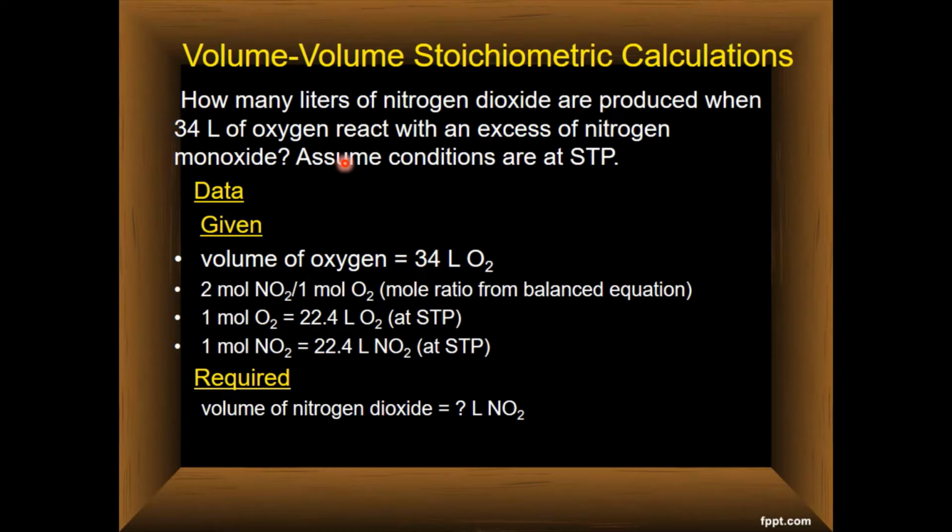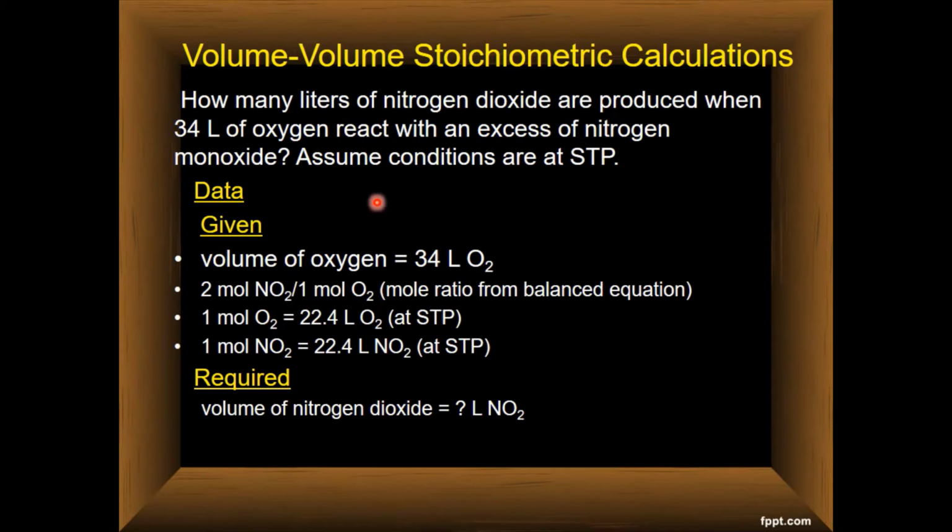Okay, boys, by using this data, we have to compile our data given or required. So in data, what is given? Volume of oxygen. See this? When 34 liters of oxygen, liter is a unit of volume, so 34 liters of oxygen. So what should I write? Volume of oxygen is equal to 34 liters. Anything else? Nothing.